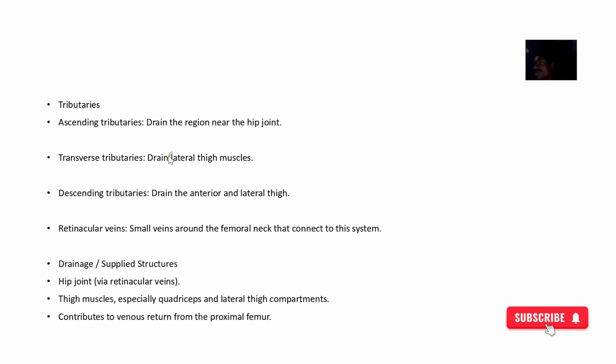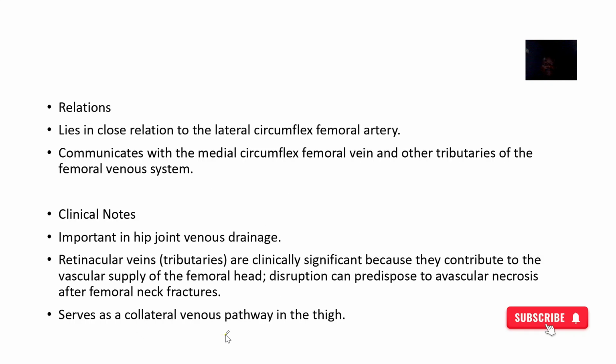So what next do we have? Drainage: it drains the hip joints and the thigh muscles, and contributes to the venous return from the proximal femur. Alright, so it lies in relation to the lateral circumflex femoral artery, and also communicates with the medial circumflex femoral vein and other tributaries like we've spoken about.